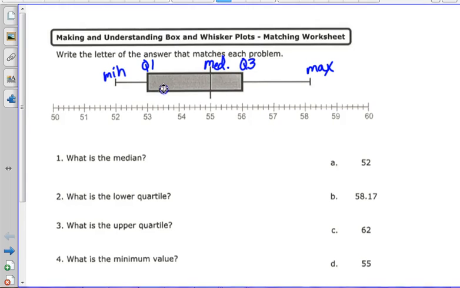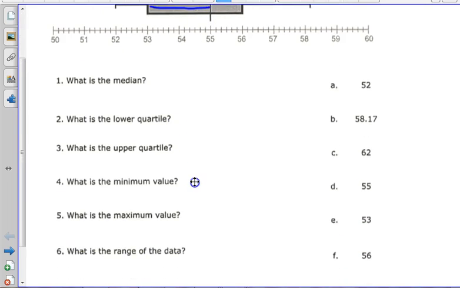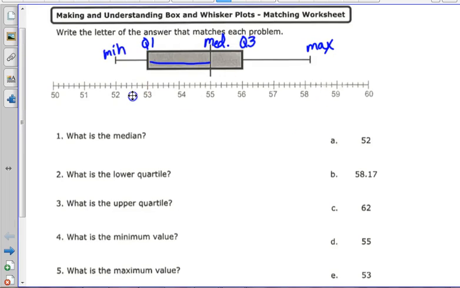Okay? What does it mean that this end of the box is longer than this end? It doesn't mean there's more numbers in here. It just means they're more spread out. Okay, the data in this quartile, this 25%, is more spread out. So what is the median? Q2. Okay, I kind of covered all that. What is the range? We could find that by doing max minus min, right?